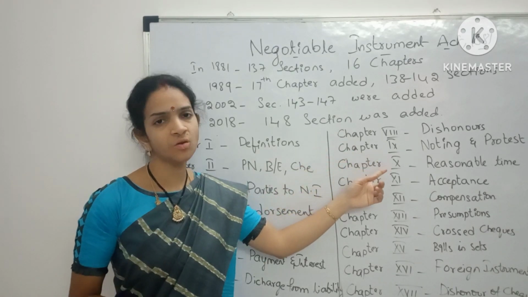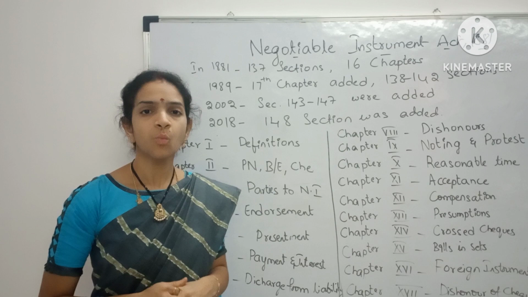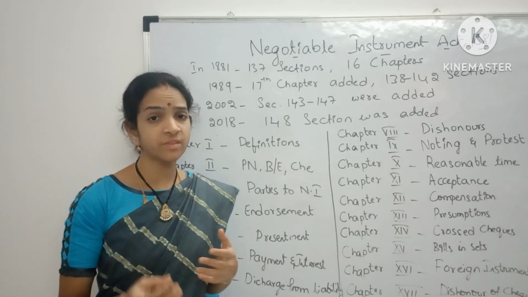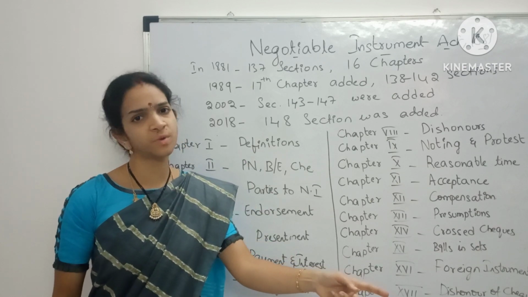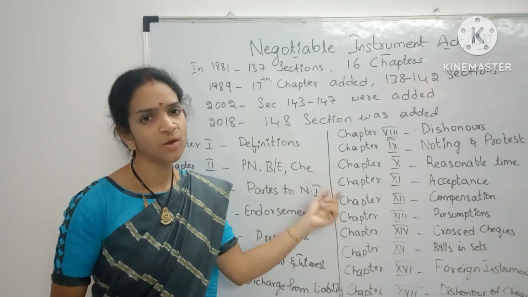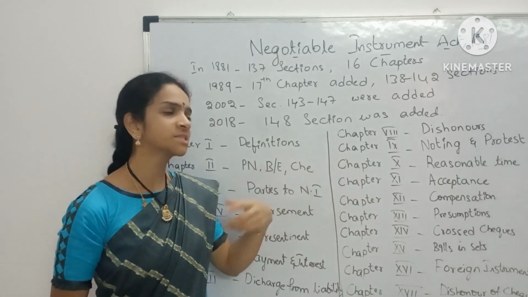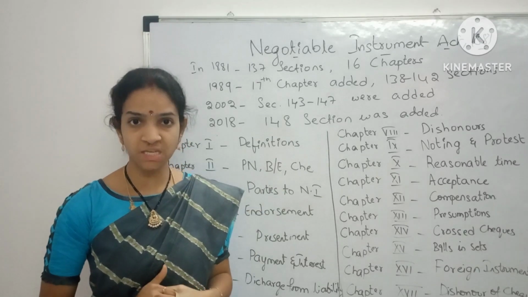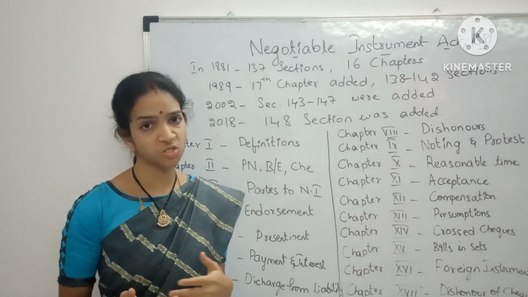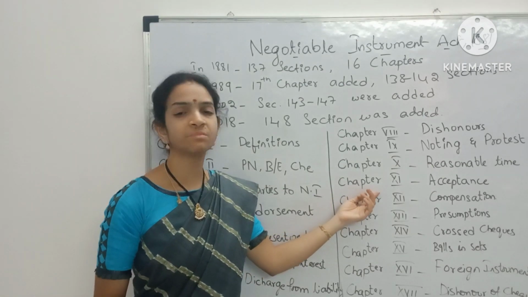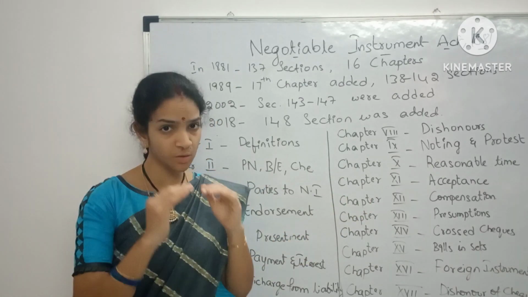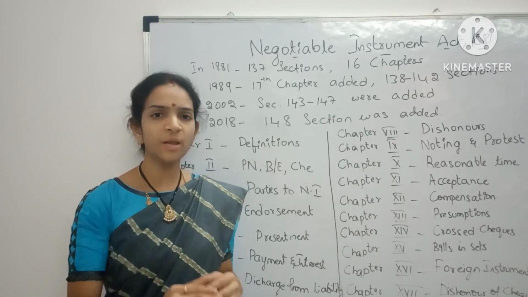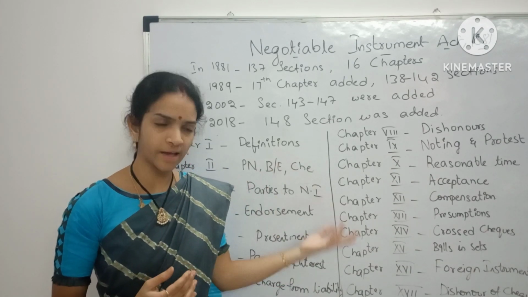Next is chapter 9, all about noting and protest. When dishonour happens, there should be some kind of evidentiary proof created with respect to the dishonour, and that is nothing but noting and protest. Then chapter 10 deals with the reasonable time period within which the payment has to be made and so on. Next is chapter 11, all about acceptance. The concept of acceptance exists exclusively in the bill of exchange, so we will be dealing with acceptance.